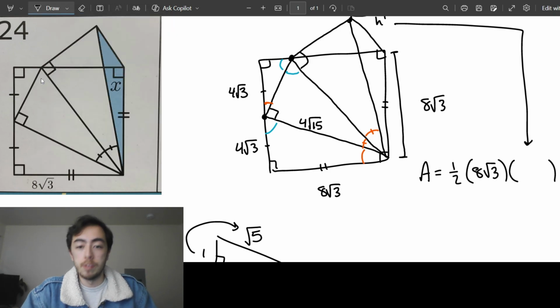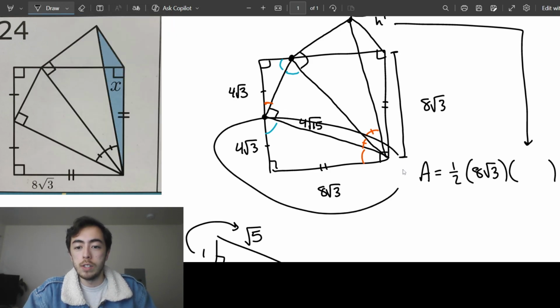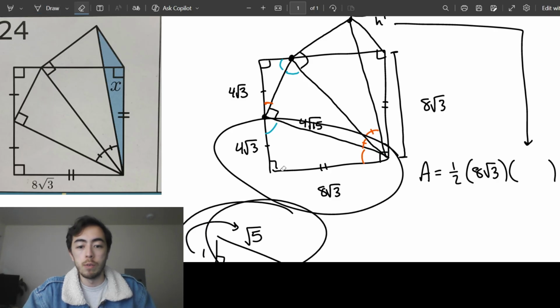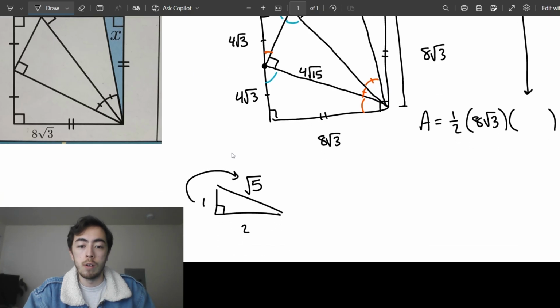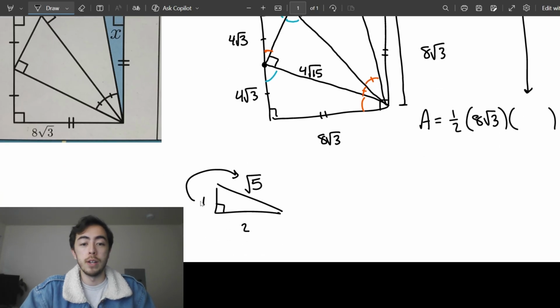And the reason why this is important is that I know that this triangle down here is proportional to my 1, 2, and √5 triangle. So proving that this is now similar or proportional to those, I can just quickly learn about the proportions here and apply them to my diagram.